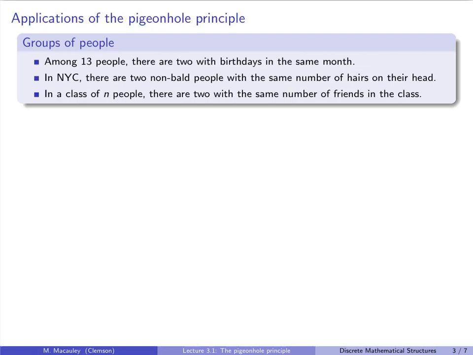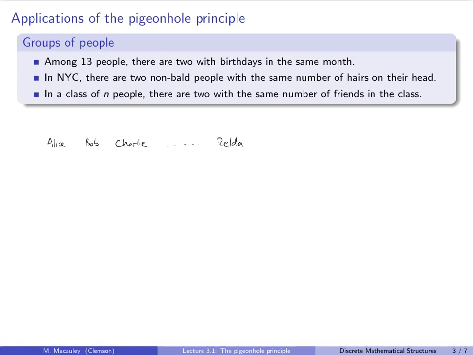Finally, the last example on this slide is going to be a little bit less obvious than the previous two. Here I have a class of n people. I claim that there will always be 2 with the same number of friends in the class. So instead of numbering the people, let me just give them names. So let's suppose there's Alice, there's Bob, there's Charlie, and then all the way down to Z. What's a Z name? How about Zelda?